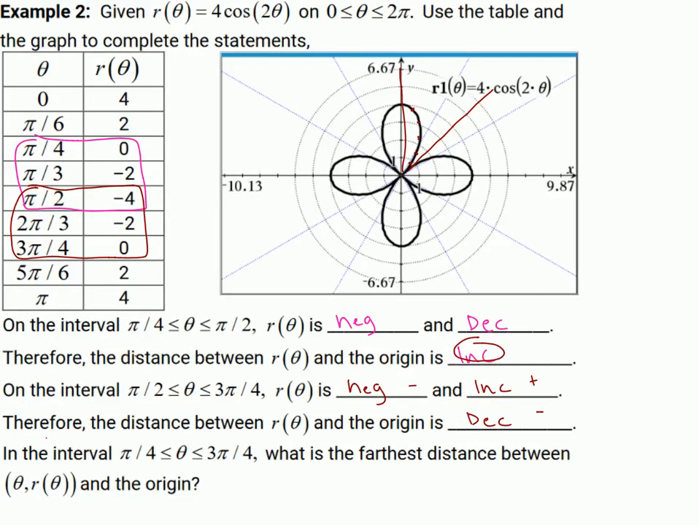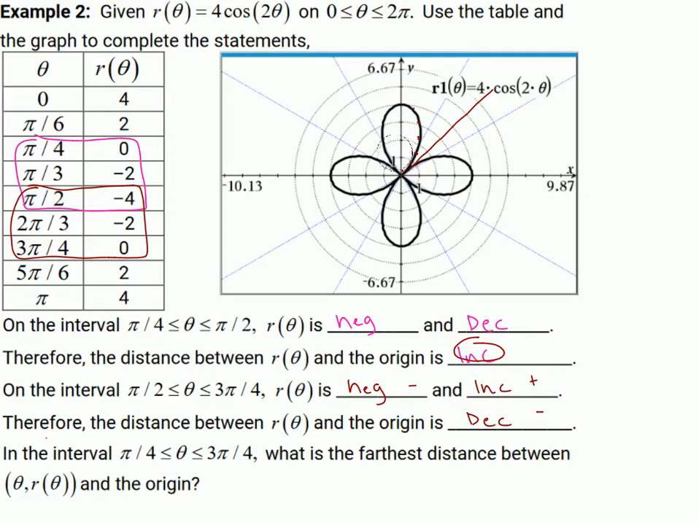Remember, you can always put your function in the calculator and come up with the table as well. So that's another good strategy. If you're ever just given the graph or maybe given the function this way, you can always come up with your own table. Okay, so what about on the interval from pi over 4 to 3 pi over 4?